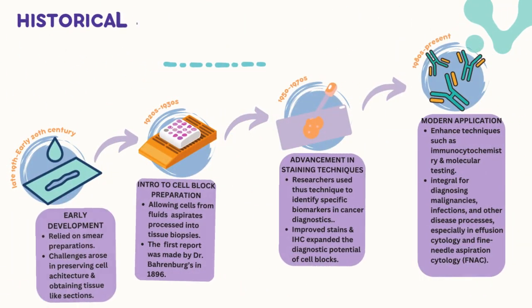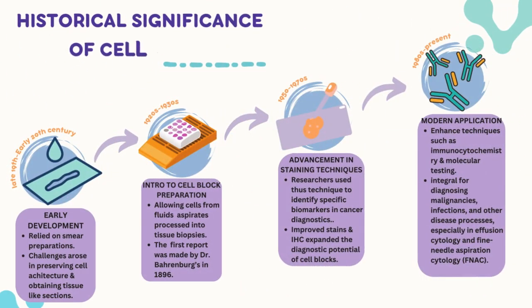The early developments at late 19th until 20th century. Initially, pathologists depended on smear preparations for cytological analysis. One of the key challenges was preserving the natural structure of the cells. Next, in the 1920s and 1930s, this method allowed cells from fluids and samples to be treated like tissue biopsies. For your illustration, in 1896, Dr. Barenberg's technique used clot formation to process body fluids for tissue examination.